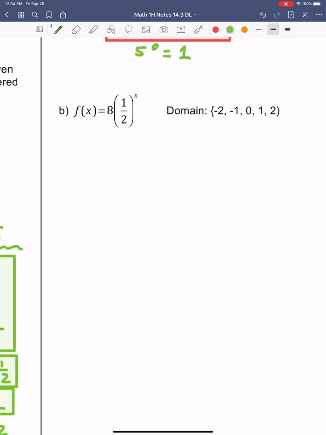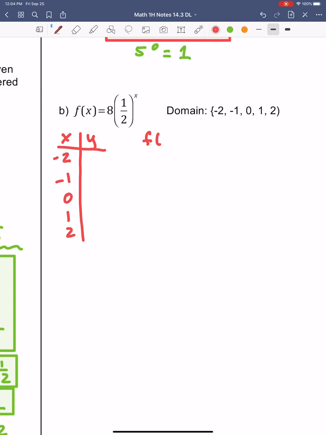Okay, same idea. We've got our table that we're going to make. So x and y, our domain values, -2, -1, 0, 1, and 2. Okay. And then we're going to go ahead and punch these numbers in. So we'll go ahead and do that. So I'm going to punch in -2 first. So it's going to look like this.